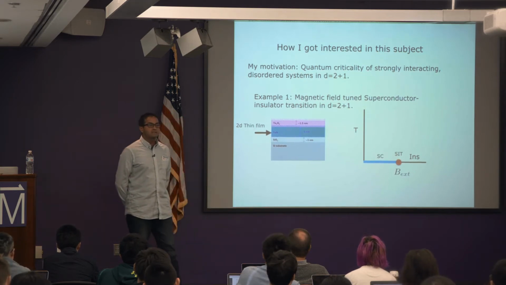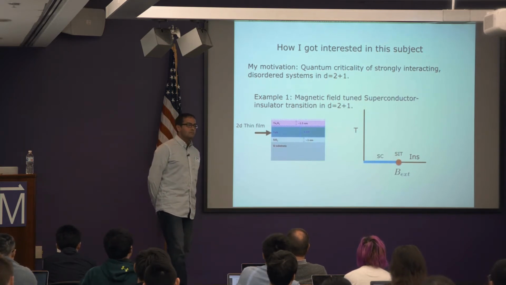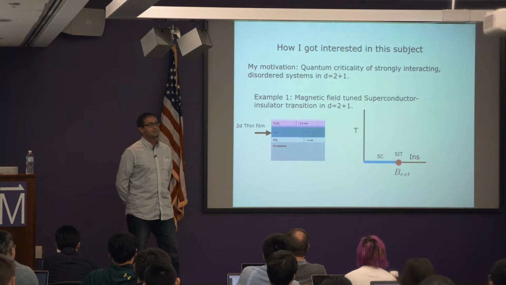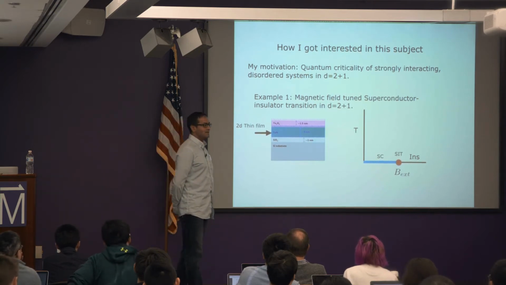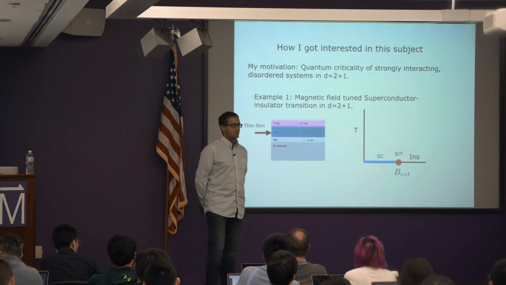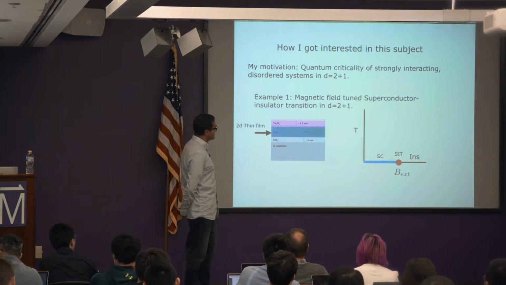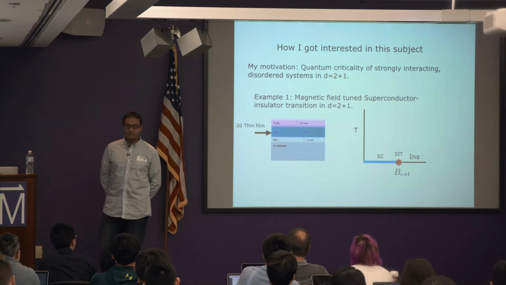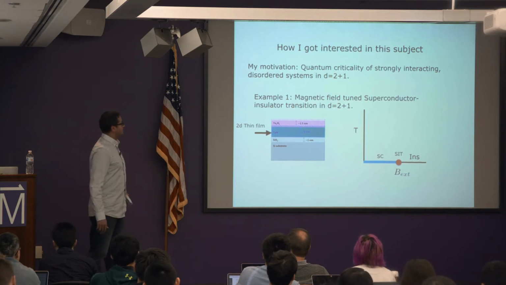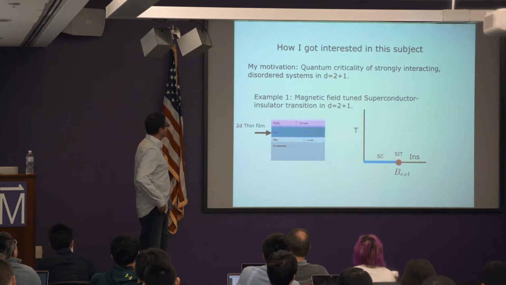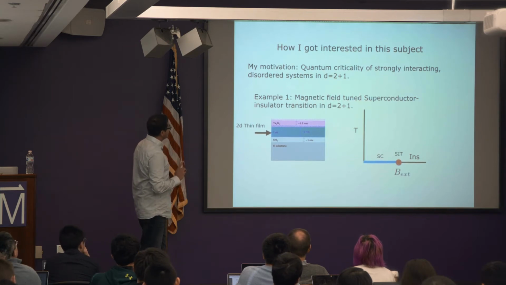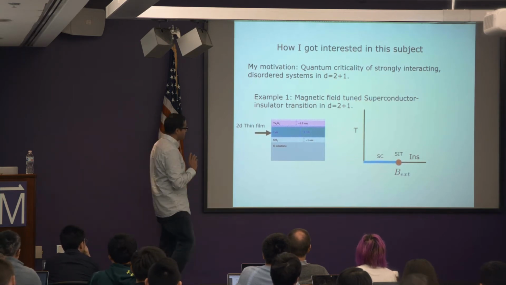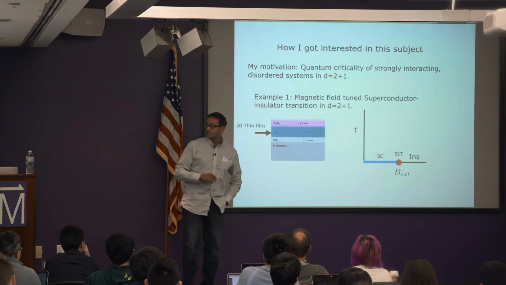I should say these transitions have been viewed, perhaps incorrectly, as being more difficult than the metallic critical points that you heard about yesterday. But I claim that we have a greater chance of making contact with these than the much harder problem of strongly correlated materials. So the first example of such a transition is a magnetic field-tuned superconductor to insulator transition.